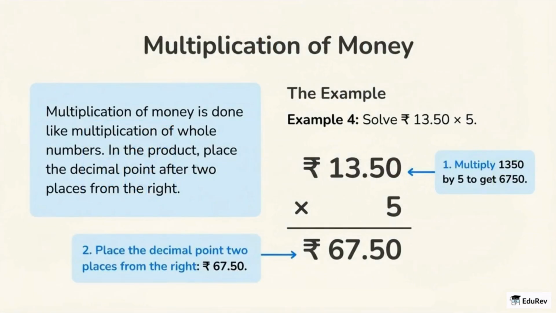Multiplying money works like multiplying whole numbers, but you must place the decimal point correctly at the end. For example, to calculate 13.50 times 5, treat 13.50 as 1350 paise. Multiply 1350 by 5 to get 6750, and then place the decimal 2 places from the right to return to rupees. The answer is 67.50.